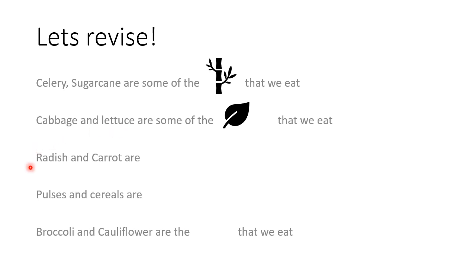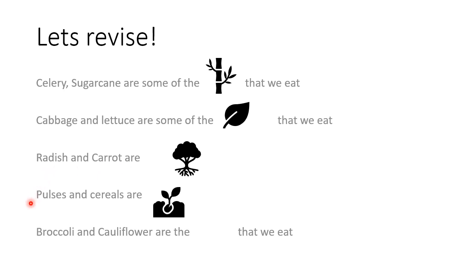Then we have radish and carrot, which are the roots of a plant. They are under the soil. Can you spell radish? R-A-D, rad, I-S-H, ish. And carrot: C-A-R, car, R-O-T, rot.